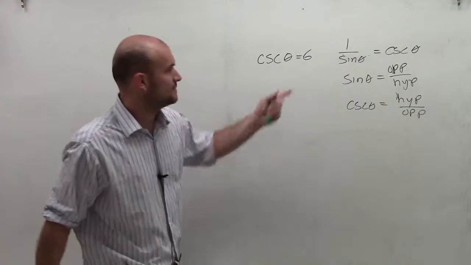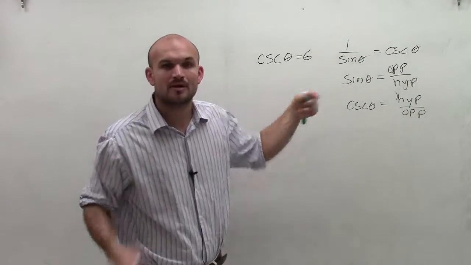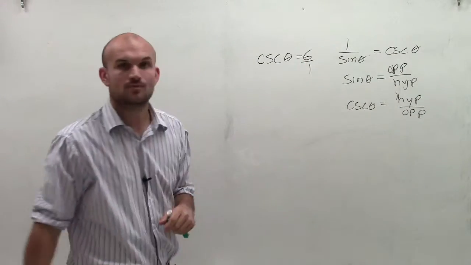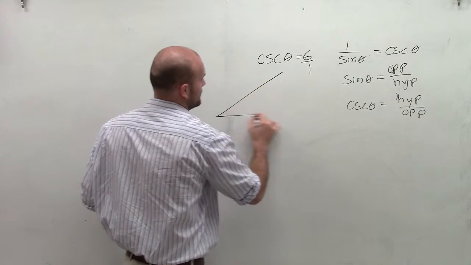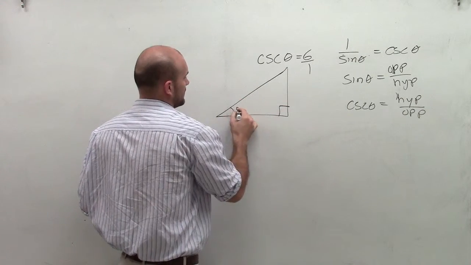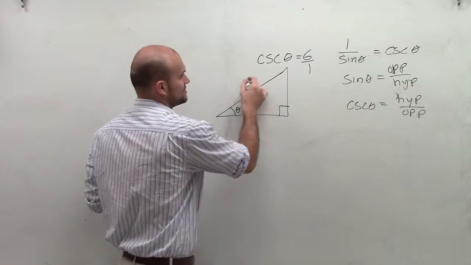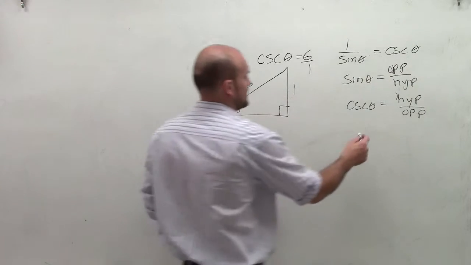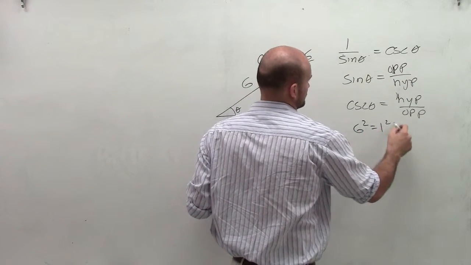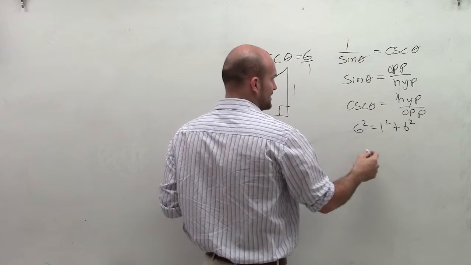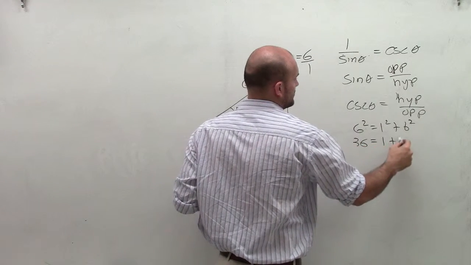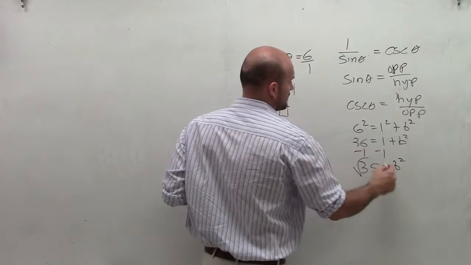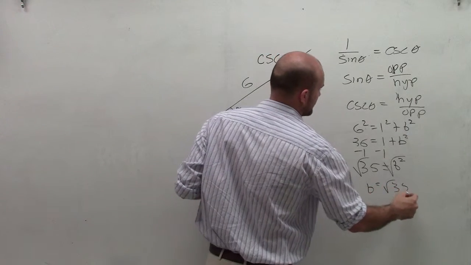Now, when looking at this problem, you can see, all right, I get the fractions, but I only have one number. Remember, a lot of times if we have a whole number, we need to look at it as a fraction, so we can represent it as over 1. Therefore, I'm going to draw a generic triangle, right angle, theta. My hypotenuse is equal to 6. My opposite side is equal to 1. I now need to determine what my adjacent side is going to be. So I use the Pythagorean theorem. What I get is 36 equals 1 plus b squared, so 35 equals b squared. Square root, b equals the square root of 35.